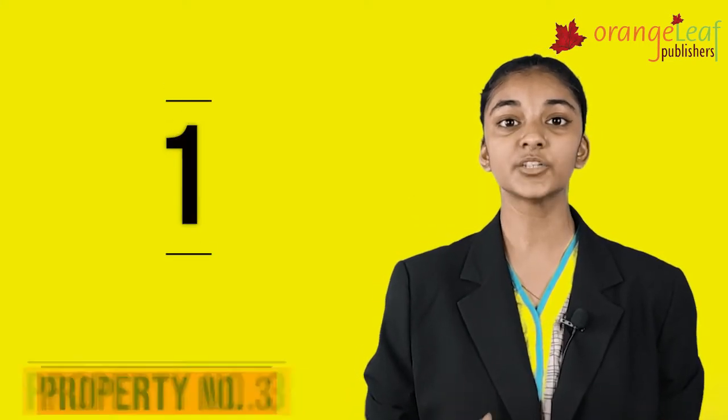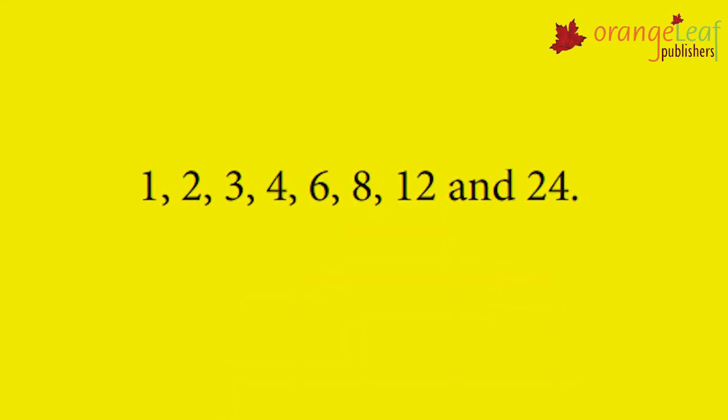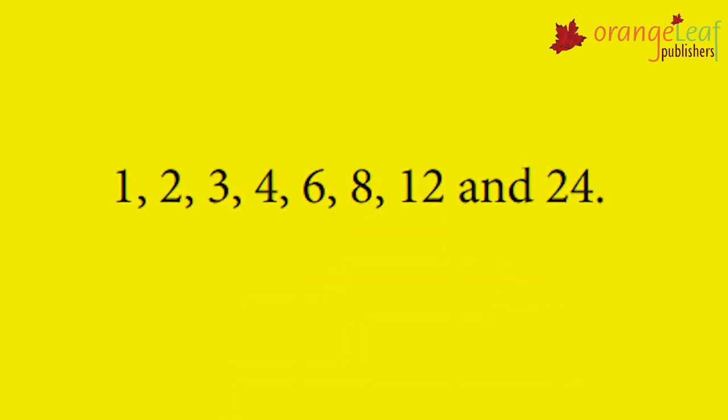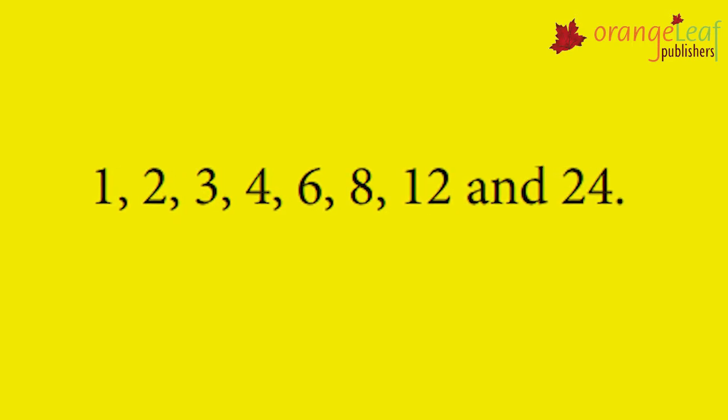Property number 3. 1 is a factor of every non-zero number, and it is also the smallest factor of that number. Property number 4. Every factor of a non-zero number is either less than or equal to the given number. For example, the factors of 24 are 1, 2, 3, 4, 6, 8, 12 and 24.